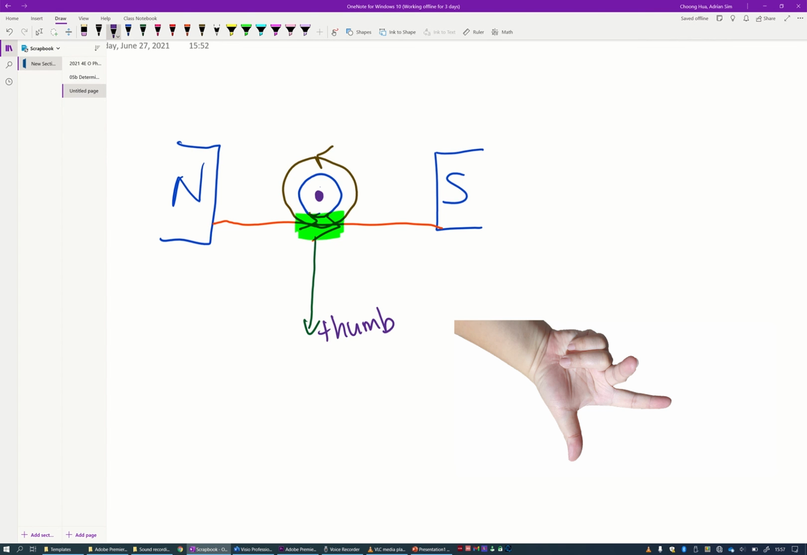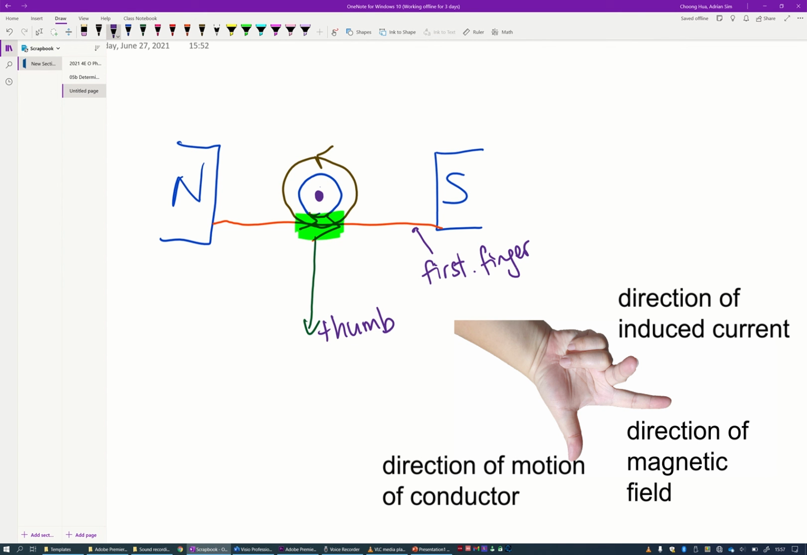Your thumb points in the direction of the motion of the conductor. Your first finger points in the direction of the magnetic field. And your second finger, commonly known as the middle finger, points in the direction of the induced current. And note the slight difference between Fleming left-hand rule and Fleming right-hand rule. In Fleming left-hand rule, we need to determine the direction of motion of the conductor, and in Fleming right-hand rule, we need to determine the direction of the current.